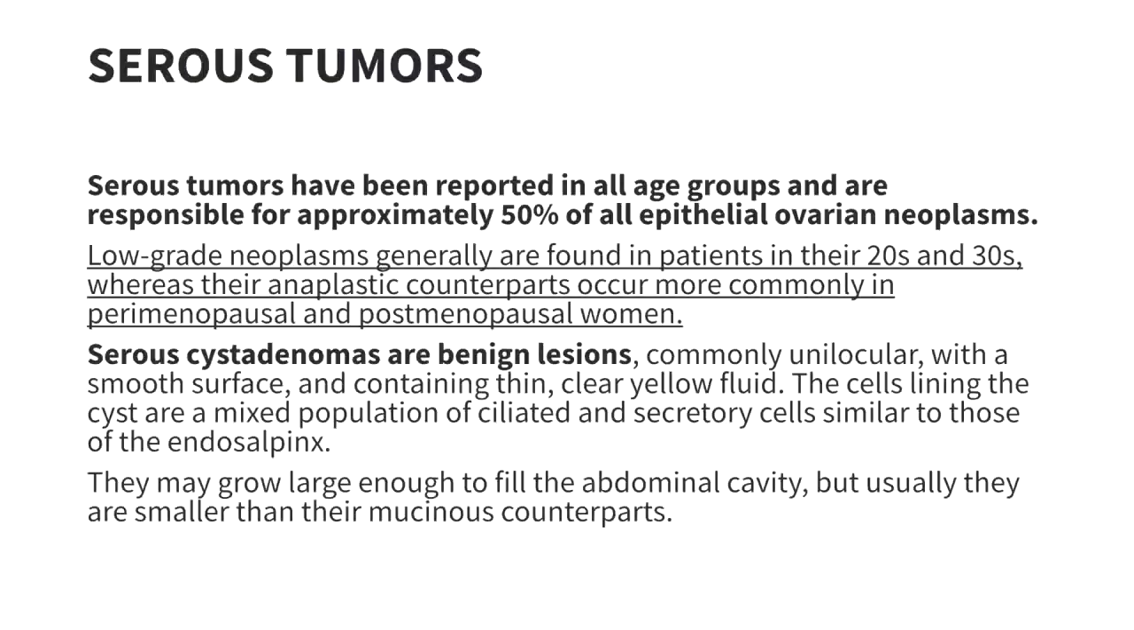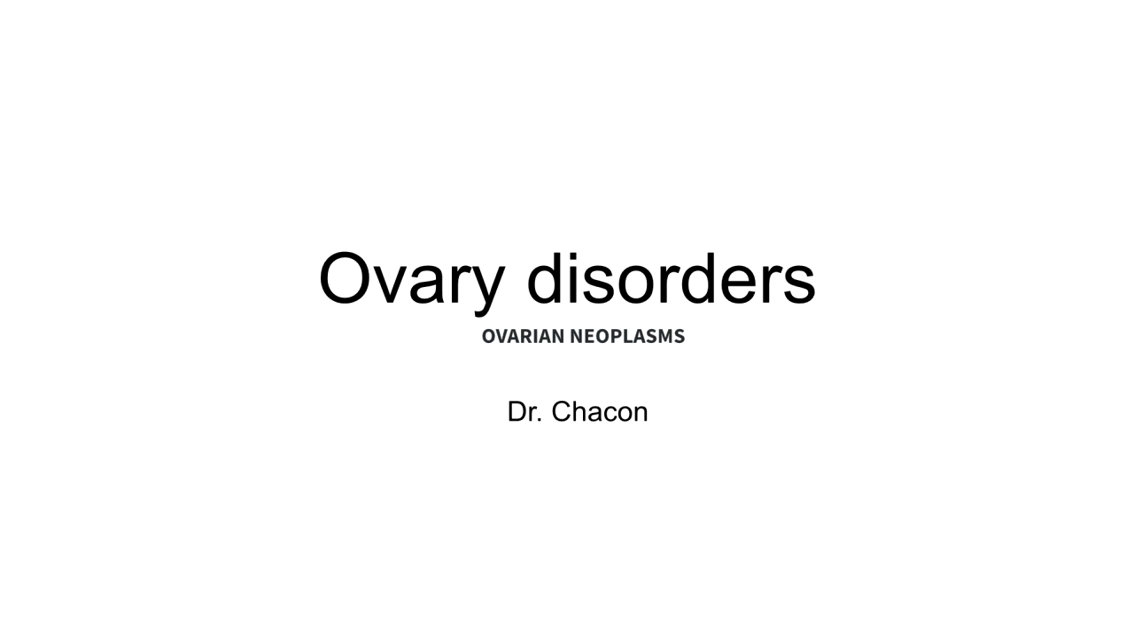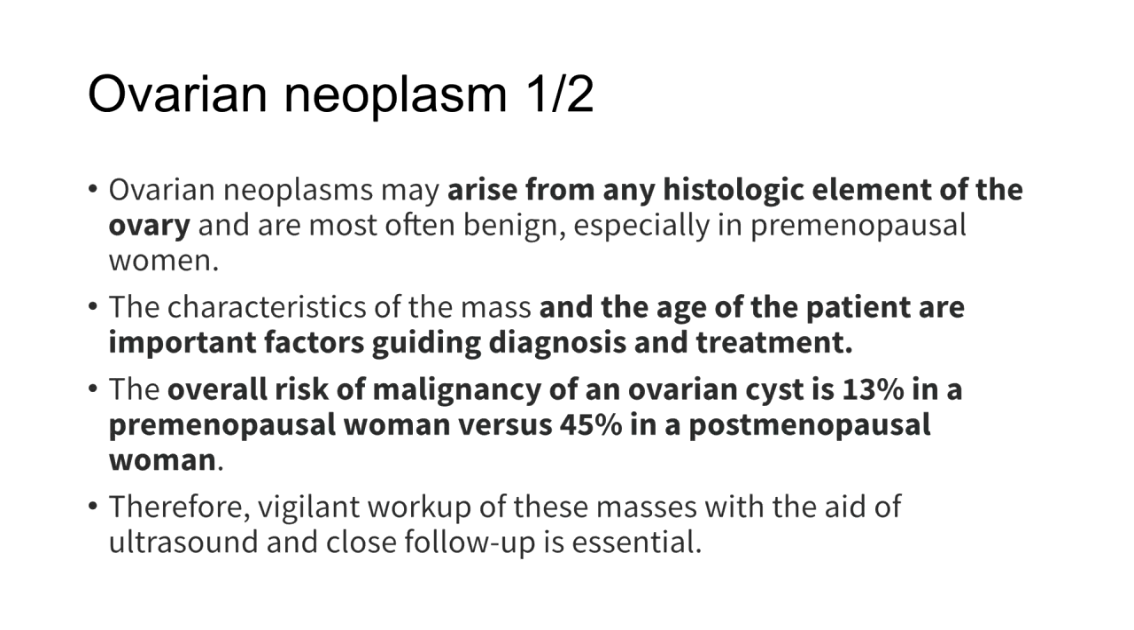Ovarian disorders, specifically a neoplasm. Usually there are different tissues within the ovary, and most of the tumors are benign and they can occur, especially in premenopausal women. The characteristics of the mass and the age of the patient are very important factors in order to guide the diagnosis and the treatment of ovarian neoplasm.